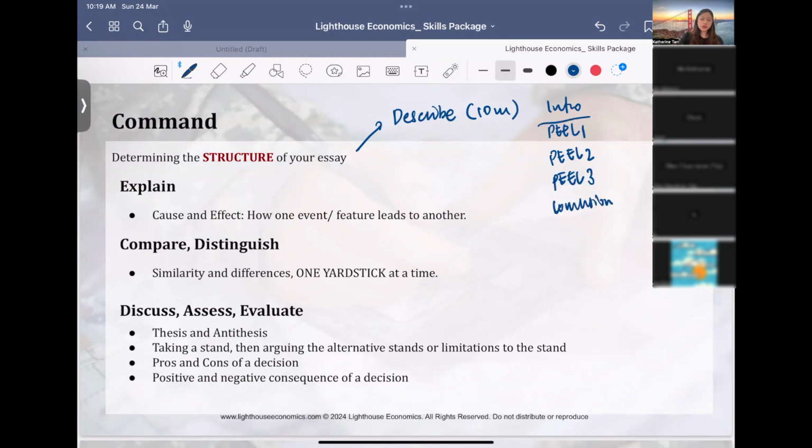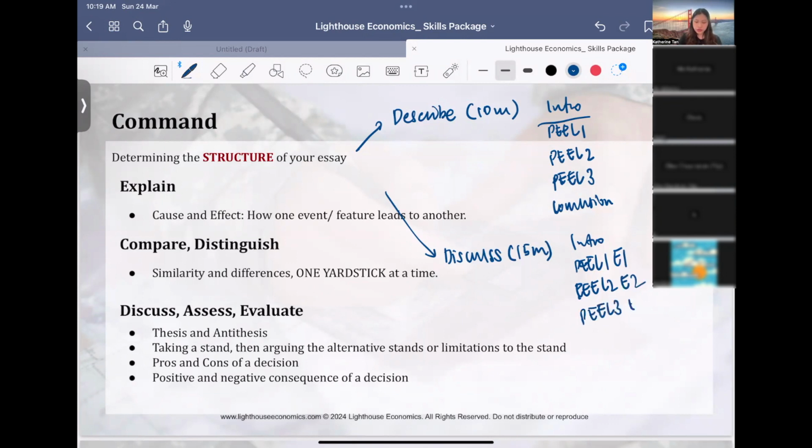But if it's something like discuss, then usually it's a 15 mark question. You've got to have an introduction, point 1, and then you evaluate, so PE. Then you have a second point, Q1, Q2, and then you evaluate point 2. Then you have your third one, and you evaluate point 3, and then you finally have a conclusion, and that conclusion will be kind of like evaluation. So this is how you determine the structure.